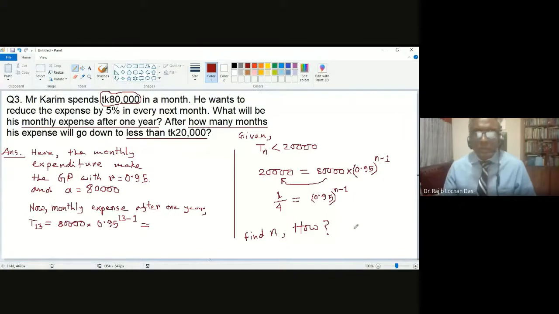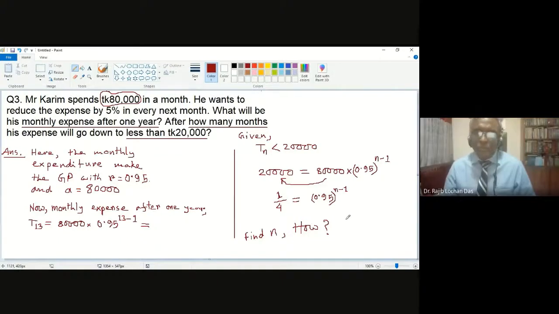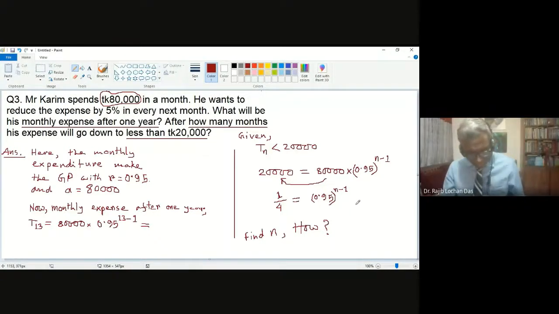Yes, sir. How? Sir, on the left side, it will be 4 inverse 1, like that way. Okay, so we do not have enough time today. 4 inverse 1 is equal to 0.95 inverse n minus 1. Okay, so we will talk about this in the next class tomorrow. So we do not have enough time. Just keep it here and tell me the question in the next class, and then I will continue with this. Okay, so let us finish this class here.